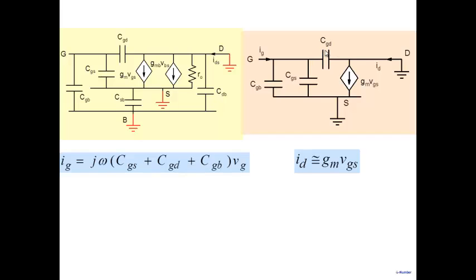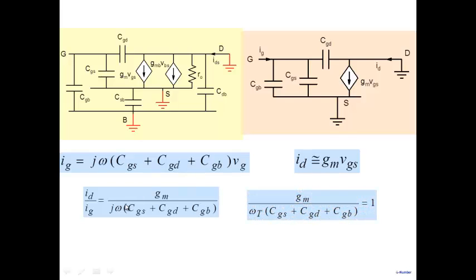And one can build a more accurate expression, but the current that goes through CGD is small. So we've neglected that, and we've approximated it as gm VGS. So that's the drain current. And you take the ratio of the two. So you get gm over j omega (CGS plus CGD plus CGB) here.